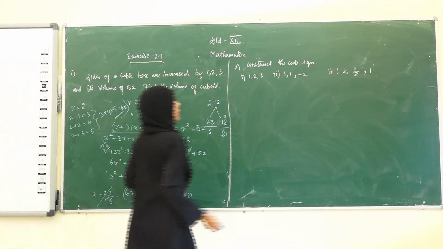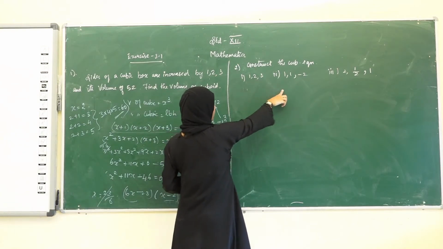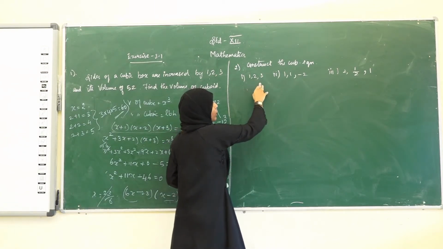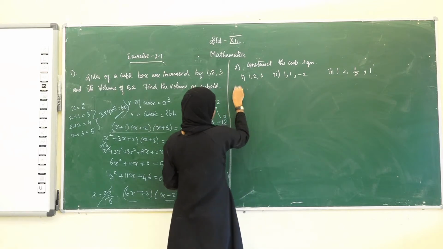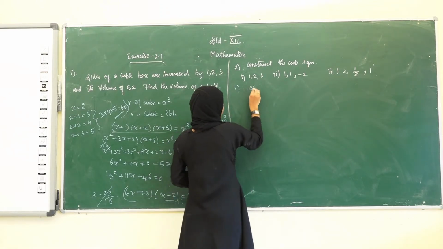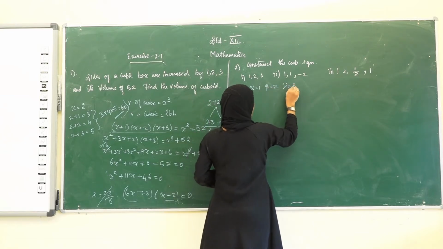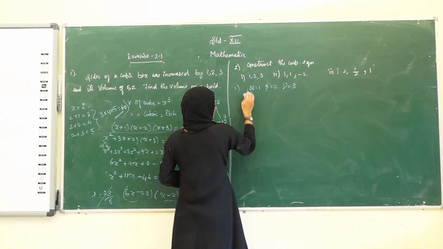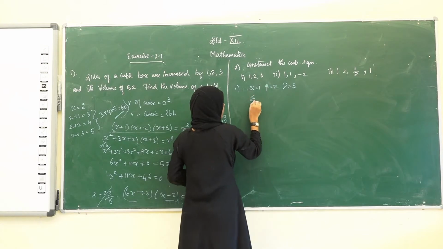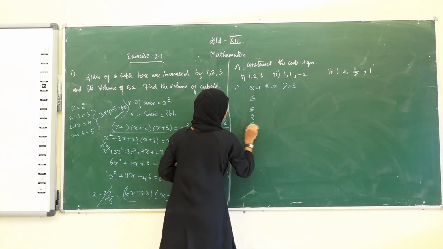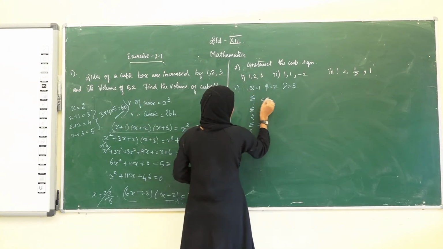So we get into the next question, that is, construct the cubic equation whose roots are 1, 2, 3, and so on. First let us consider the first subdivision. That is, alpha is equal to 1, beta is equal to 2 and gamma is equal to 3. See, this is the cubic equation, right? So there should be 3 summations, right?